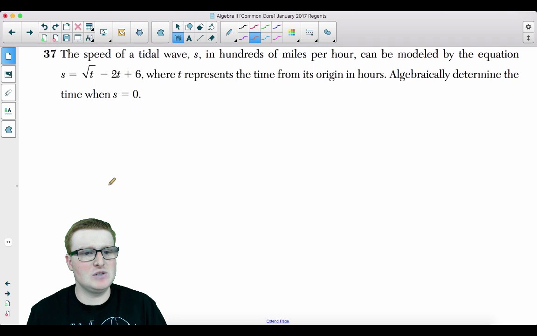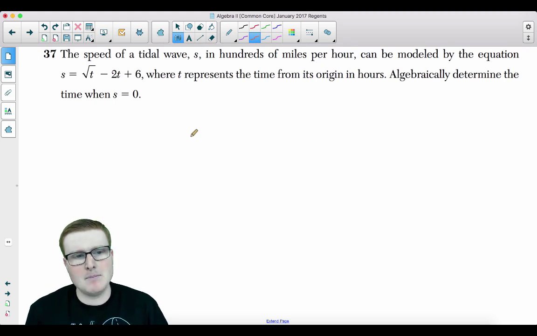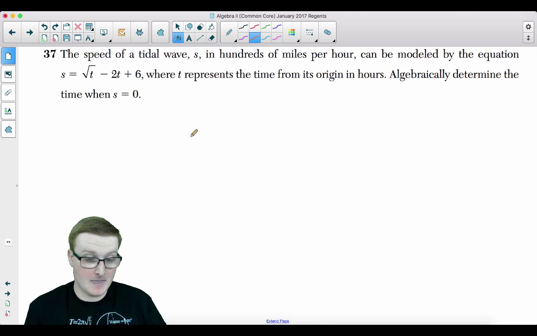Number 37, the speed of a tidal wave S in hundreds of miles per hour can be modeled by the equation S equals the square root of t minus 2t plus 6, where t represents the time from its origin in hours. Algebraically determine the time when S is equal to 0.